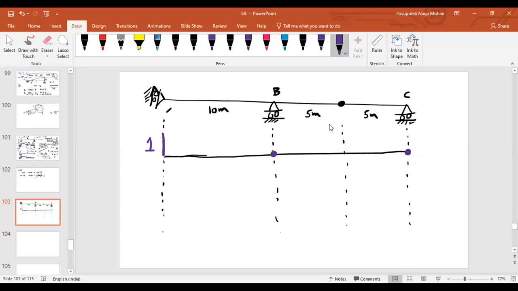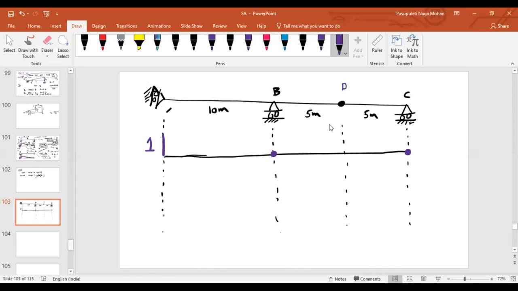Now, as I'm telling you, as it is a determinate structure, you can blindly think that as we have already released one more force, it will form a mechanism. Mechanism means failure. Failure means whatever lines you draw will be linear only. Now, let us say this is some point D. Can deflection happen at point D or not?